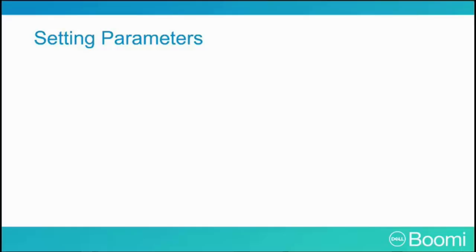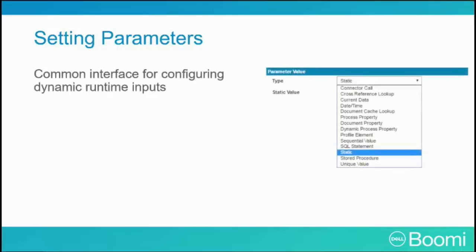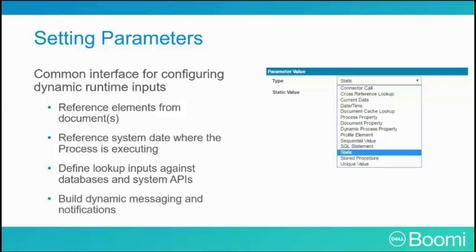As you can see by this slide, there are many parameters which you can choose from. We often use the set properties shape to serve as a common interface for configuring dynamic runtime inputs, including but not limited to reference elements from documents, reference system date from where the process is executing, define lookup inputs against databases and system APIs, and build dynamic messaging and notifications.